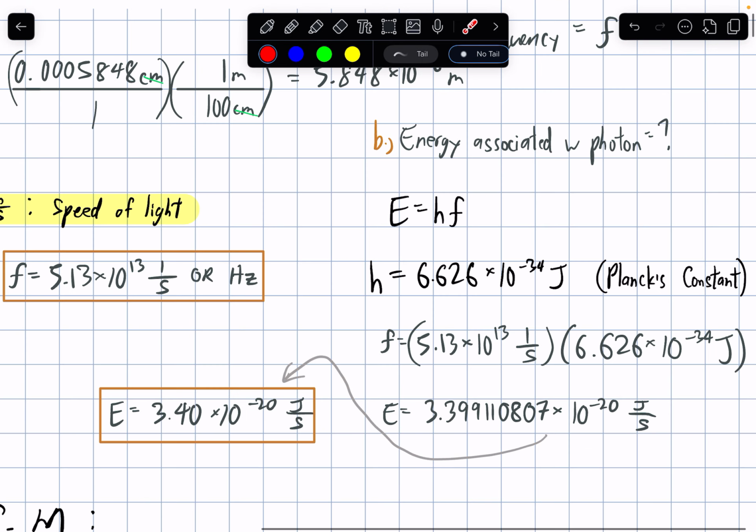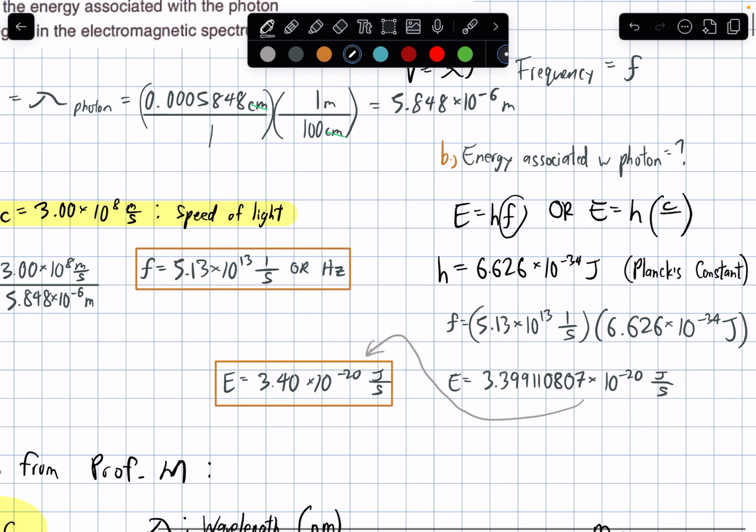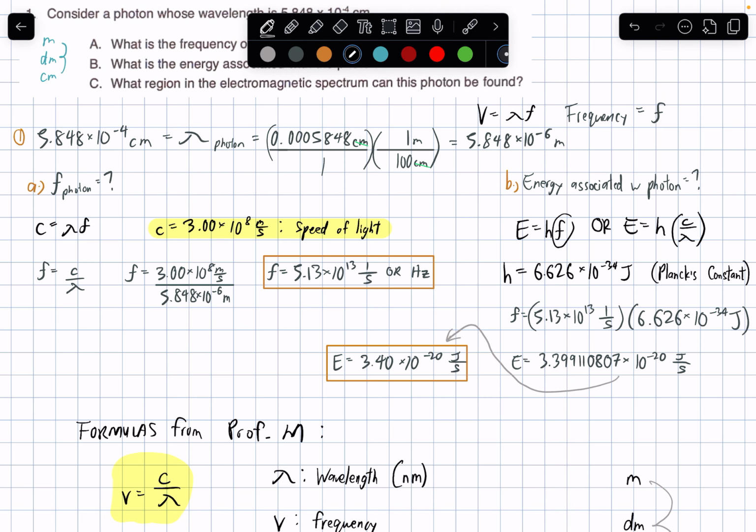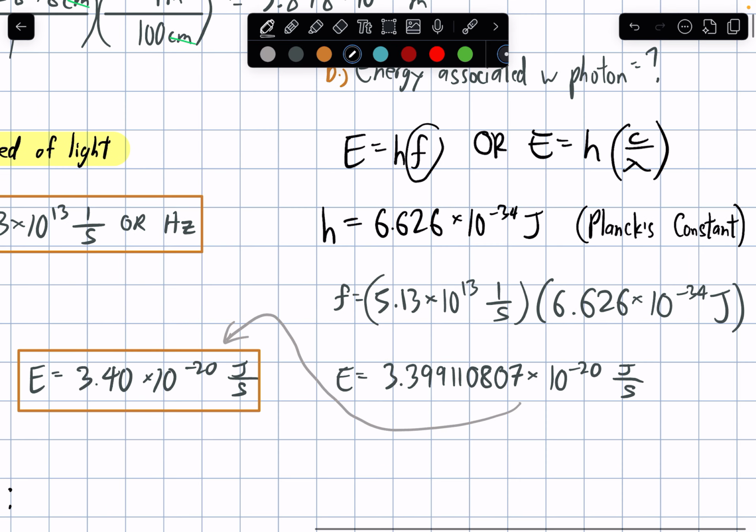There's this formula called energy is equal to the Planck's constant times the frequency. Or you can say energy is equal to Planck's constant times C over lambda, because frequency again is C over lambda. We're assuming that V is equal to F. Either letter represents the same thing, which is frequency.